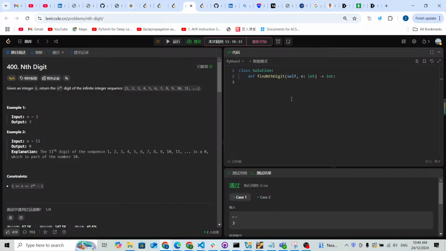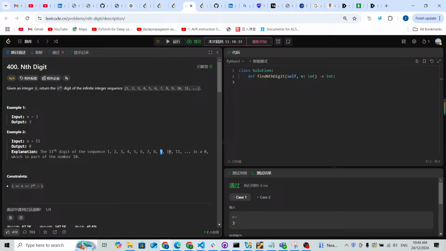Let's solve another LeetCode problem, 400, Nth Digit. For this example, we are given an integer n, and we're going to return the nth digit of the infinite integer sequence. For example, the sequence is going to be like 1, 2, 3 until 11 for this second example. So if n equals 11, this is going to be 1, 2 until 9.